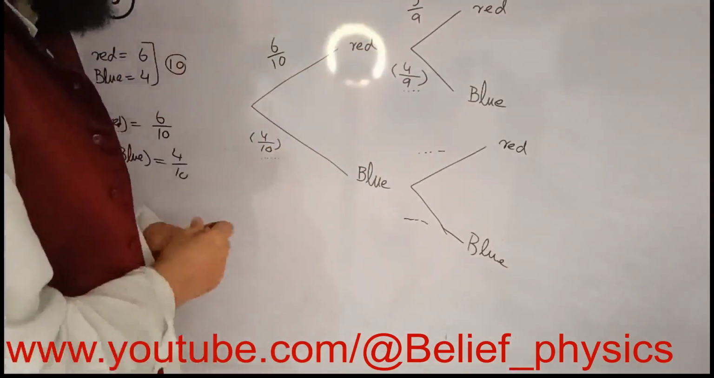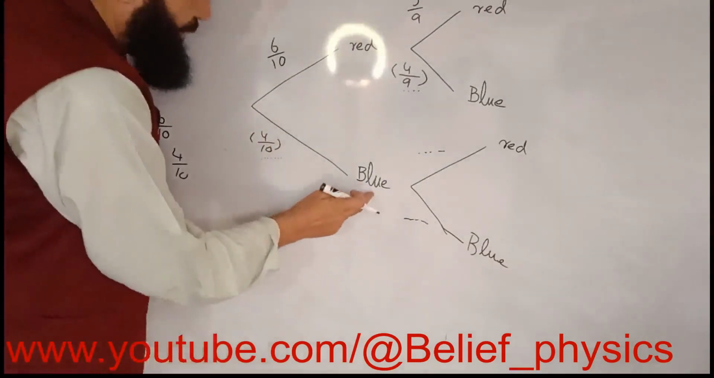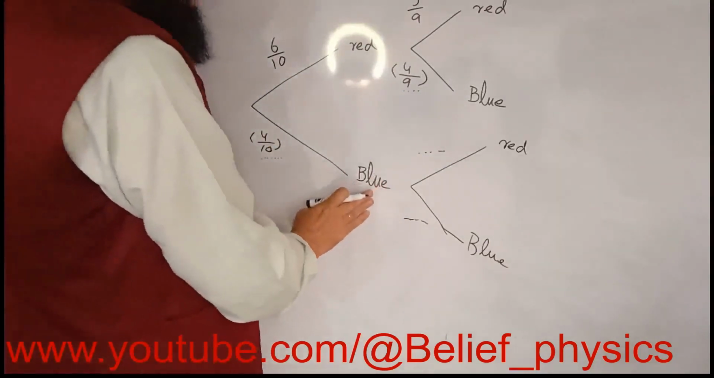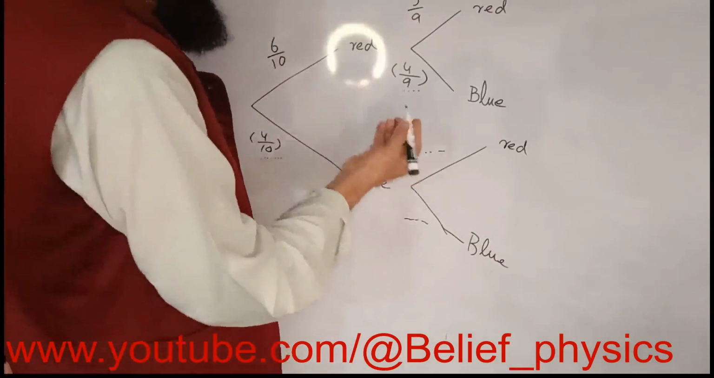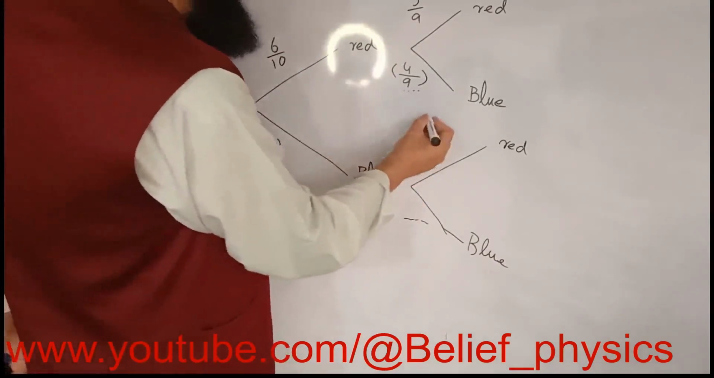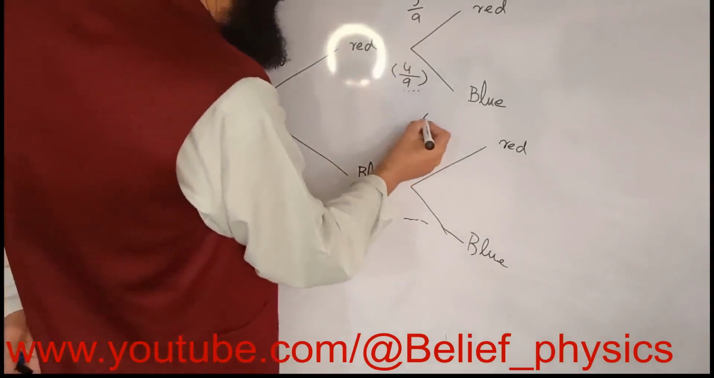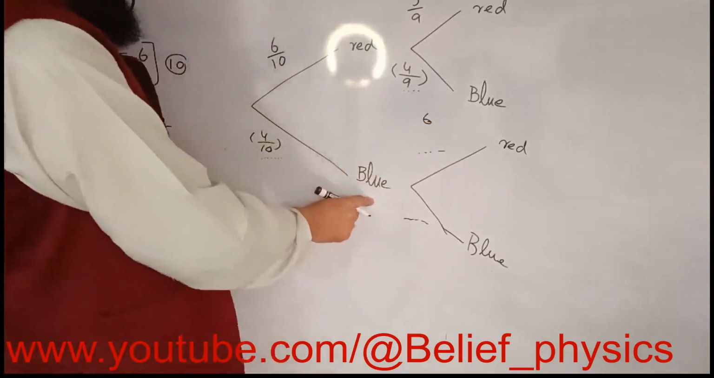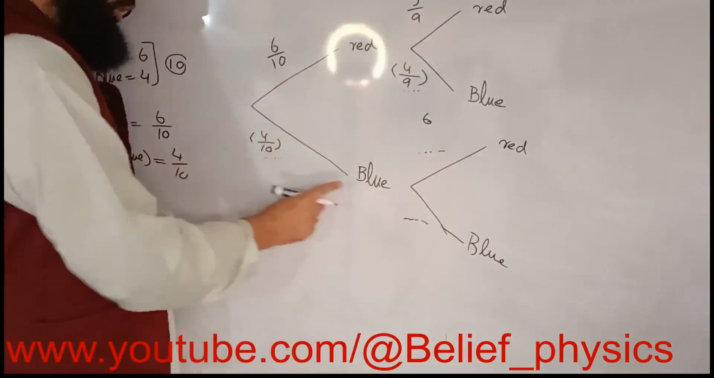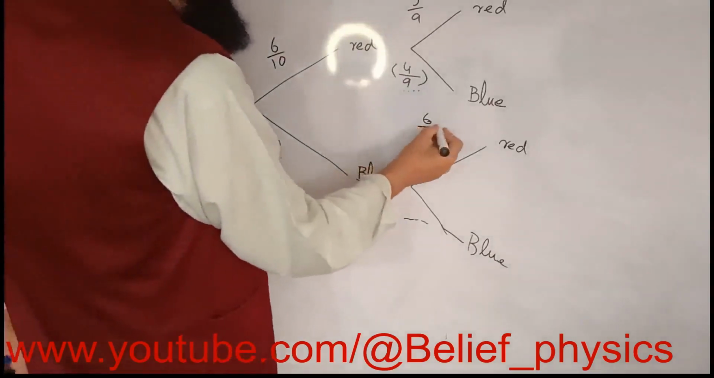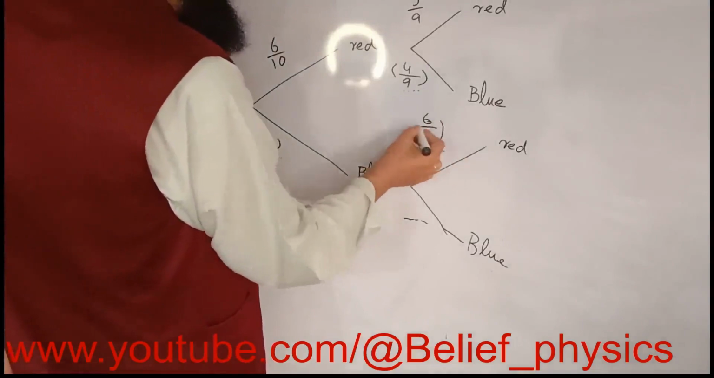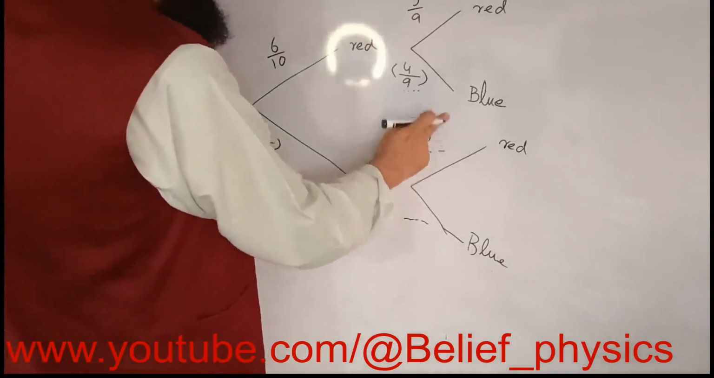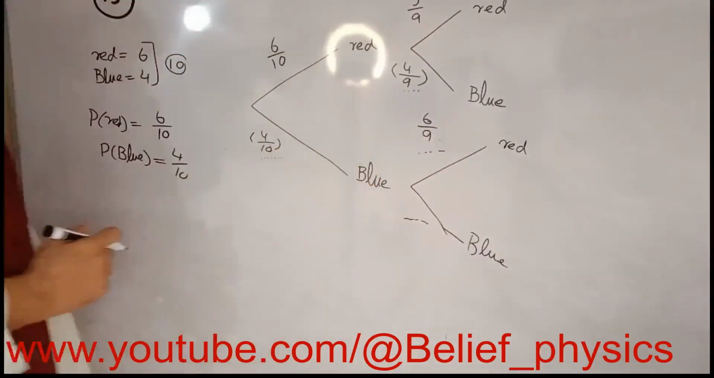Here 6 over 10 plus 4 over 10 is equal to also 1. So this is correct. Now, if the first counter drawn was blue, how many red counters will be left? They will remain the same. That is 6. So it is 6 here. But the first counter is blue. So the total were 10. Now the total becomes 9. So the probability of drawing a second red counter will be 6 over 9.